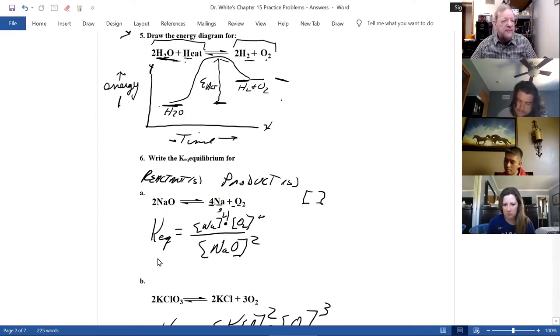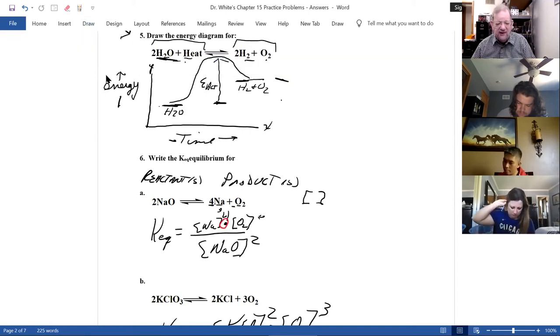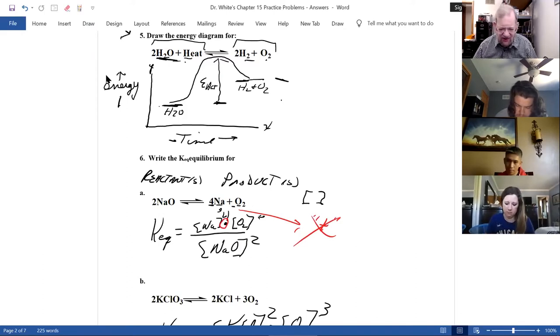Now, don't tell anybody I'm being nice. Common mistake students make, and I see this over and over again, instead of multiplication, they put a plus sign there. It's wrong. It's a multiplication. I think they see the plus sign here and copy it over. No, don't. It's multiplication.